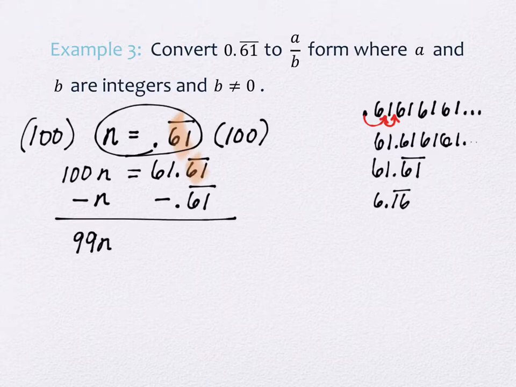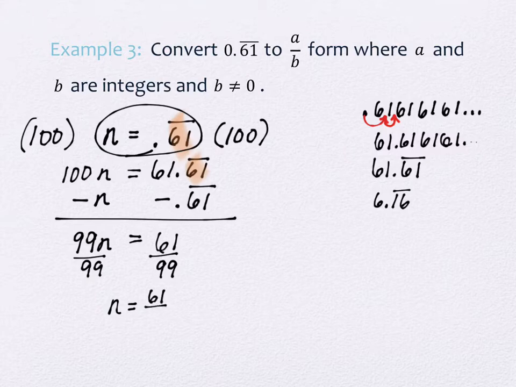99n. And what do you notice happens on the right-hand side? You get 61. Indeed. The last step is to divide by the 99. We would want to make sure that 61 and 99 don't have anything in common. These don't. If it did, we would reduce the fraction, and we're done.